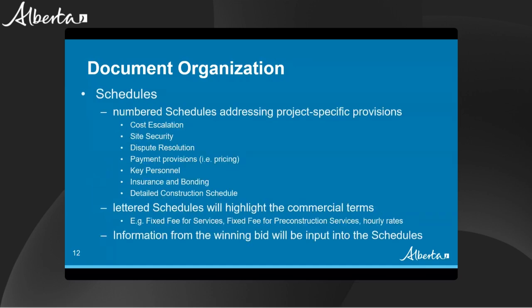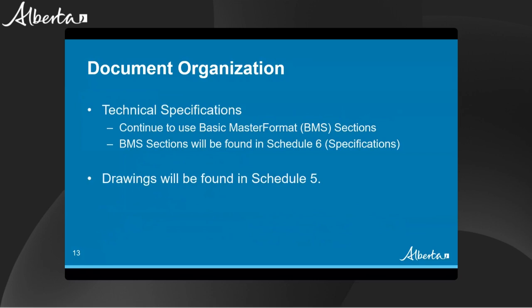Information from the RFP will have a designated placement within the schedules. Financial terms and conditions will be contained in uniquely identified schedules, no longer located in different places throughout the contract documents. Issues flagged as important through the consultation process were given their own unique schedule for ease of reference. So cost escalation, dispute resolution, insurance, bonding, those are all unique schedules. Technical schedules will be housed primarily in the drawings and specification schedules. Some may be modified slightly, but still follow familiar BMS format and for the most part the same content.